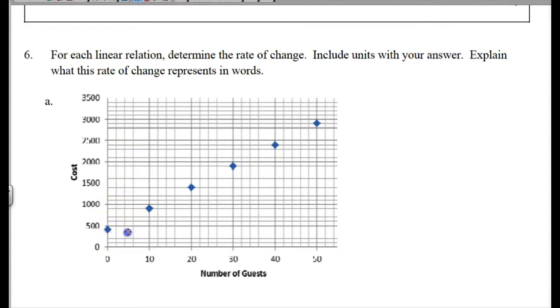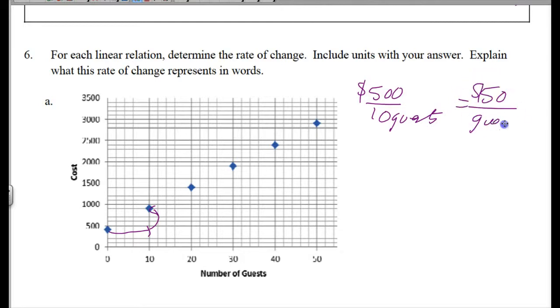Okay, so for every 10 guests, we are going up $500. So it's $500 per 10 guests, or $50 per guest. So the rate of change is $50 per guest. So each additional guest costs us $50. So rate of change, $50 per guest. That's what it represents in words.